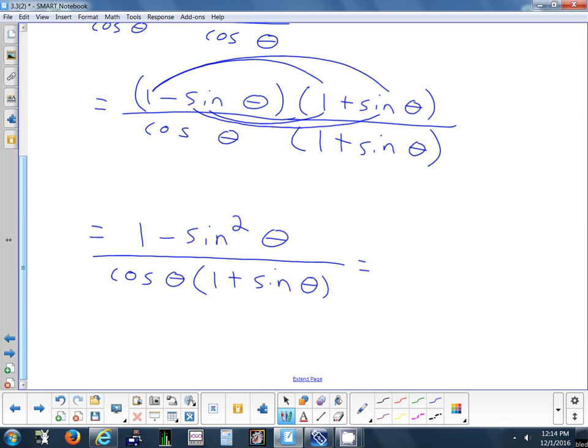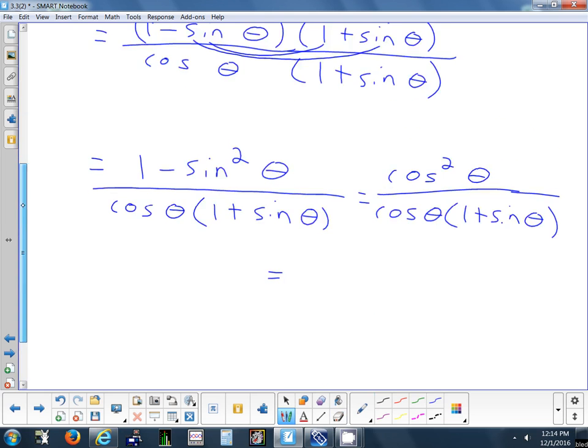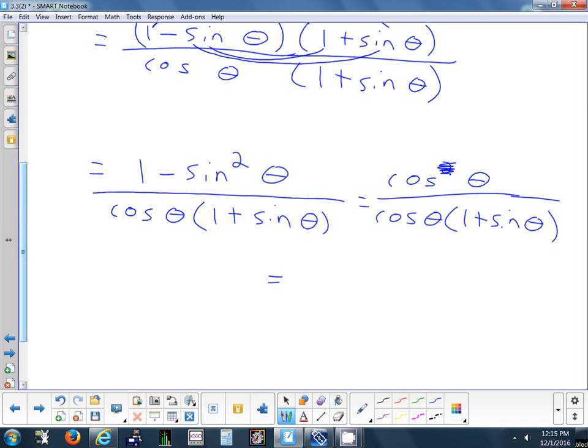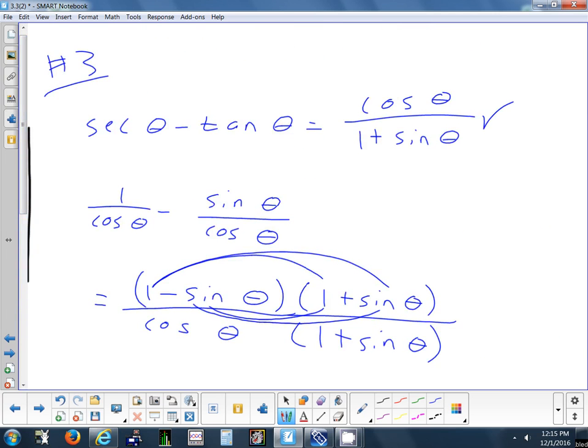Now in the top, I have 1 minus sine squared. That's a Pythagorean identity. If you look back from yesterday, 1 minus sine squared is cosine squared. So I have cosine squared in the top, and cosine times 1 plus sine in the bottom. Now the top has 2 cosines and the bottom has 1. So I can cancel 1 from here and 1 from there. So I'm left with cosine over 1 plus sine, okay, which again is what I was supposed to get.